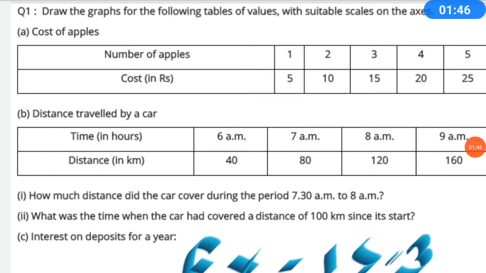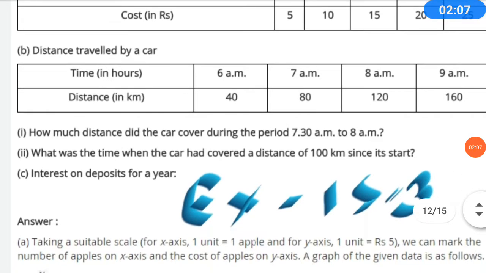Second part of the question we are having: what was the time when the car had covered a distance of 100 kilometers since it started? So what will be the time when it travels 100 kilometers distance? That will be between 7 to 8 a.m., isn't it? Interest on deposit for a year.